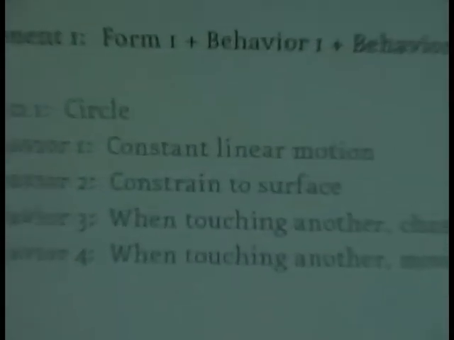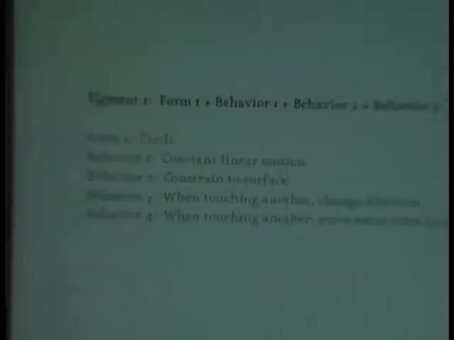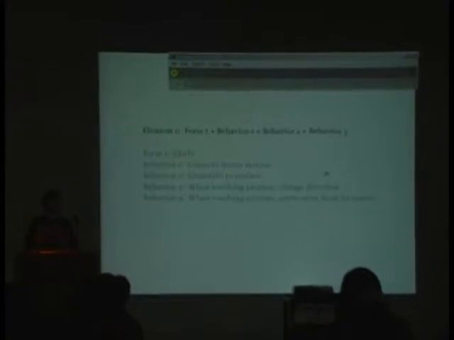And here is a diagram or a list of what element one is. So you can see that element one, which is referred to as the process, is form one plus behaviors one through three. So form one is simply a circle, behavior one, constant linear motion, behavior two, constrained to surface, behavior three, when touching another, change direction, and behavior four, when touching another, move away from its center. So I'm showing you this. It's looking under the hood. It's showing something really behind the images we were looking at.